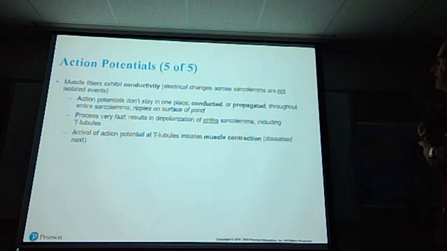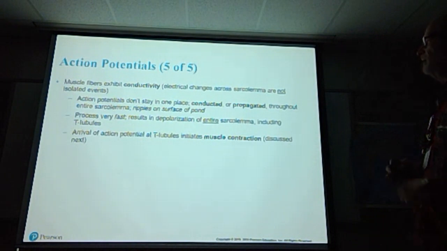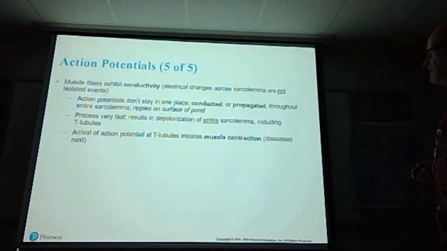Muscle fibers exhibit conductivity: electrical changes across the sarcolemma are not isolated events. Action potentials don't stay in one place. They are conducted or propagated throughout the entire sarcolemma, such as ripples. If you throw a stone into a pond, the ripples start to go out from where the stone hit, out toward the edge of the pond. The process is very fast, results in the repolarization of the entire sarcolemma, including the T-tubules. The arrival of the action potential at the T-tubules initiates muscle contraction.